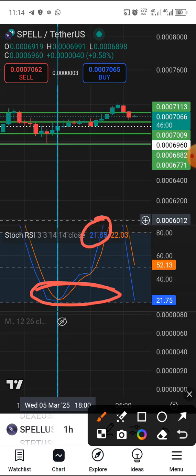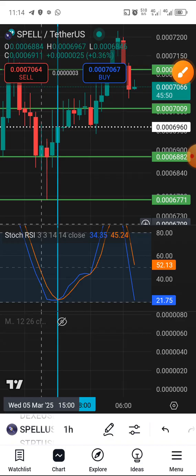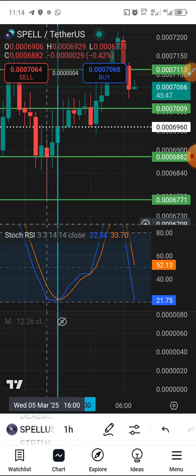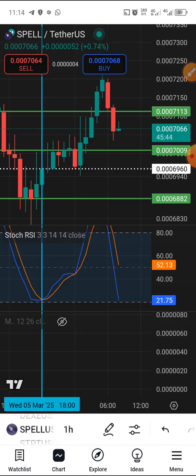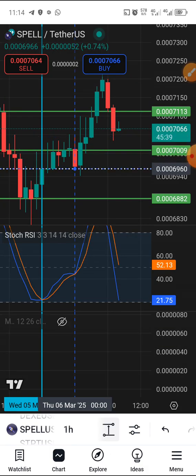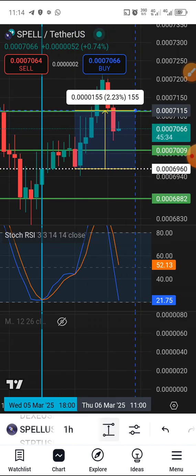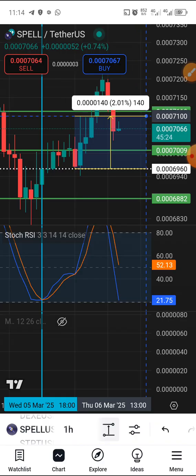So the moment you understand that buyers are still going to come into the market, you can now take your profit to the next resistance. Okay, so you come and measure from that point to your next resistance, which is at 2.1%. So you can comfortably take 2%.